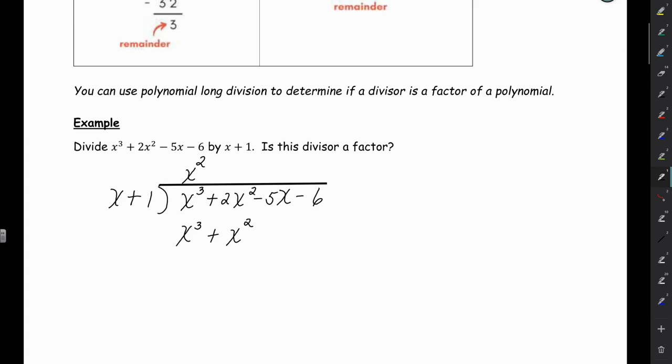Now the way I like to handle that is I just change the signs and add them together. So we have a minus, and then I think of it as adding together instead of subtracting. That seems to save me some mistakes. So x cubed minus x cubed gives me 0, and 2x squared minus x squared gives me x squared. And then we'll bring down the minus 5 and the minus 6, just like we would in numerical long division.